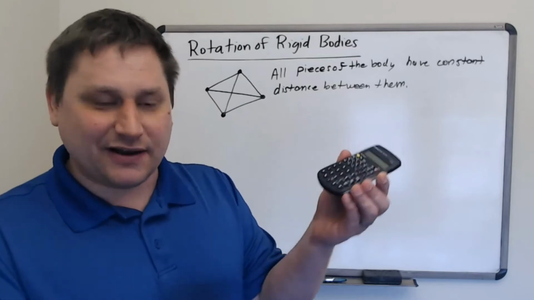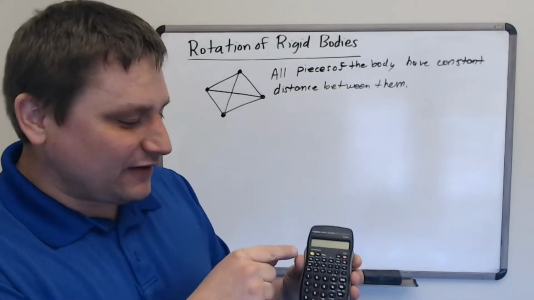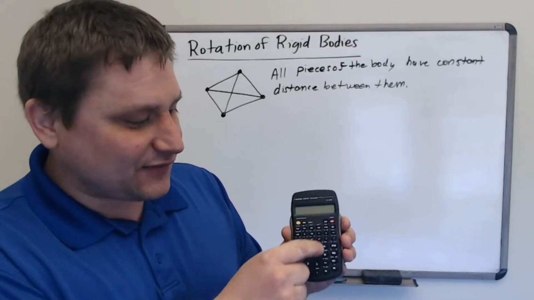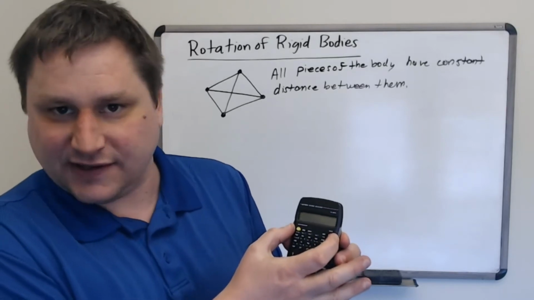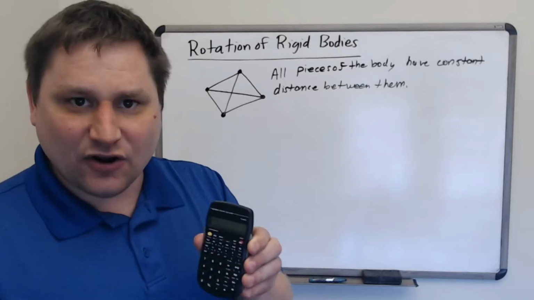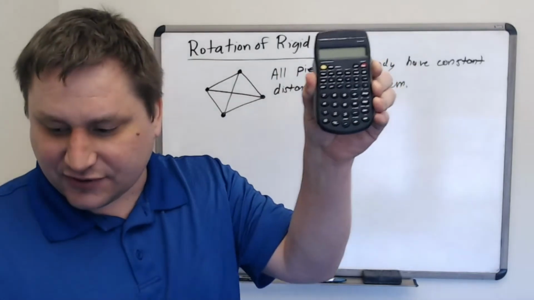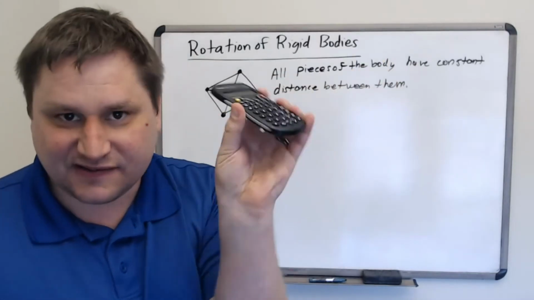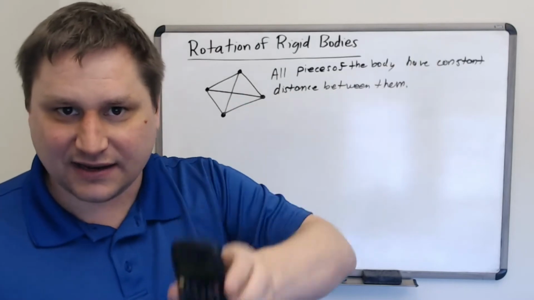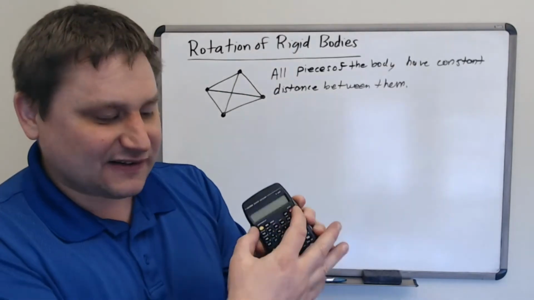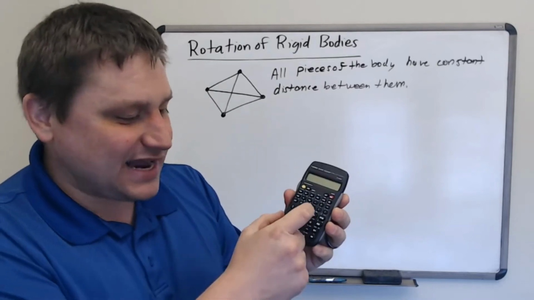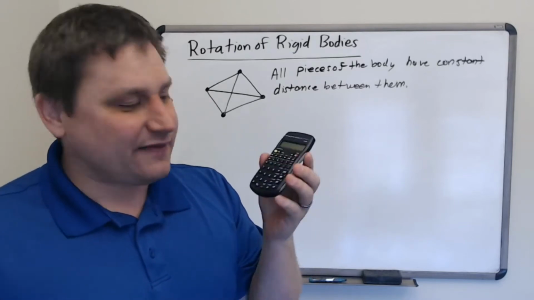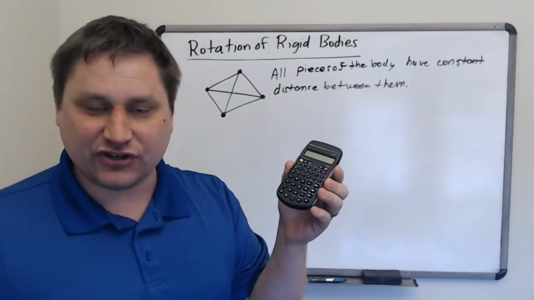So here's a calculator. It's pretty rigid. If I look between this yellow button and this red button, they're a certain distance apart, maybe about 5 or 6 centimeters. And no matter how I move this object around, twist it, spin it, rotate it, slide it up and down, left and right, the distance between these two buttons is always the same. And the distance between any two other buttons is always the same. That's what makes this calculator a rigid body.